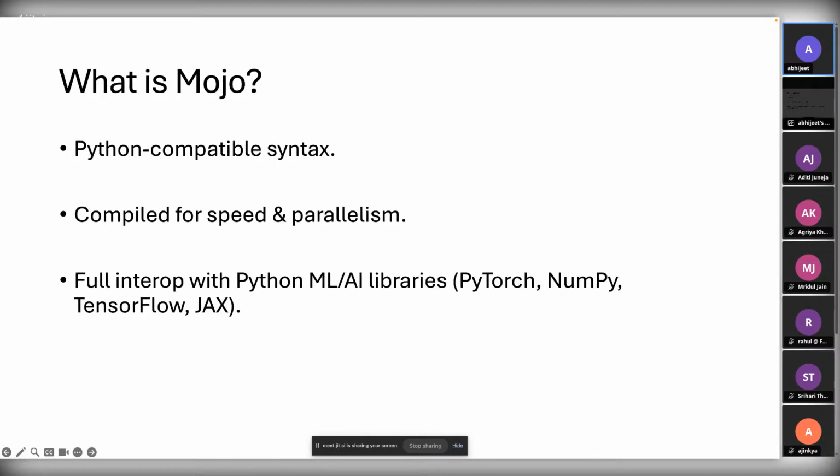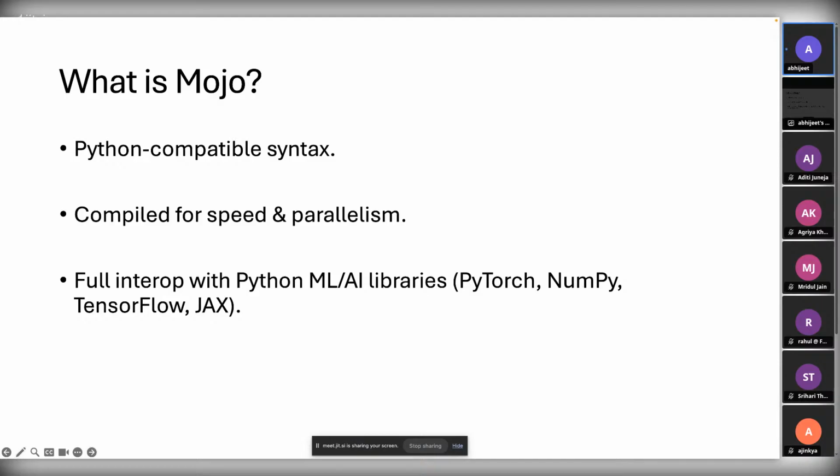So what is Mojo? In short, it's a superset of Python. Most Python code will just work, but it also gives you things Python doesn't: static typing, low-level memory control, parallelism, hardware-level access. And because it compiles, you can get performance closer to C++. The goal isn't to replace Python, it's to extend it.